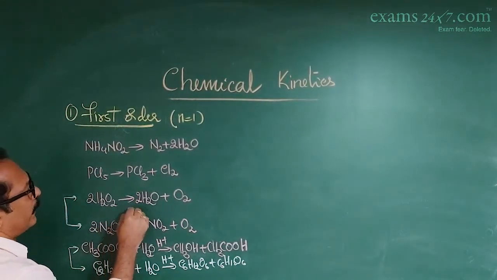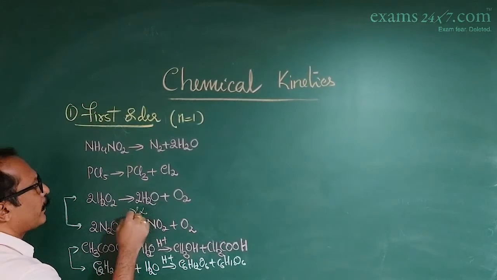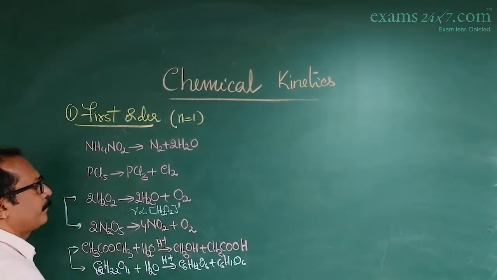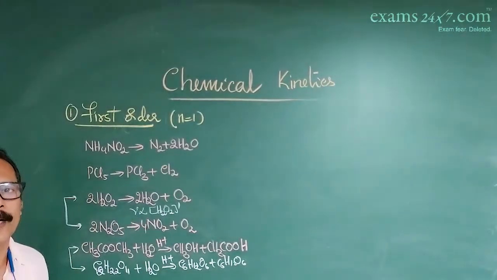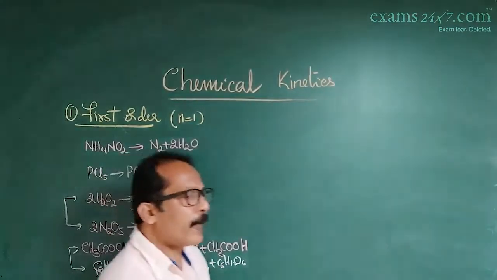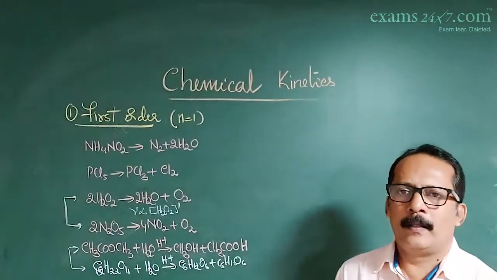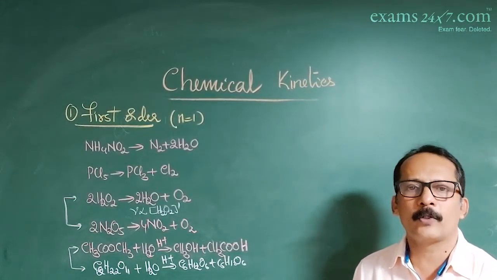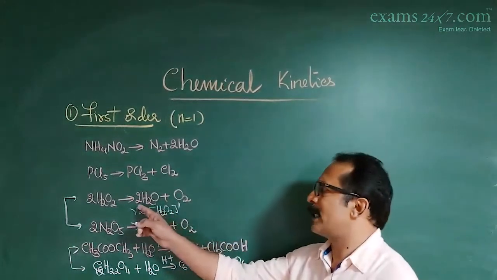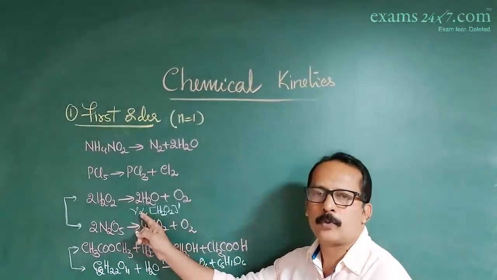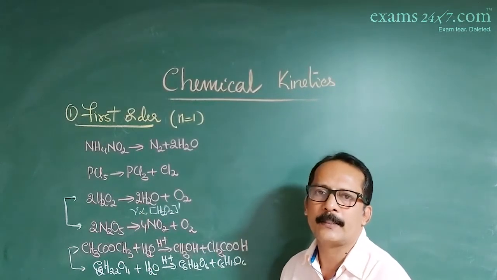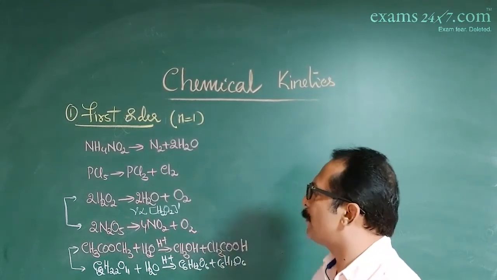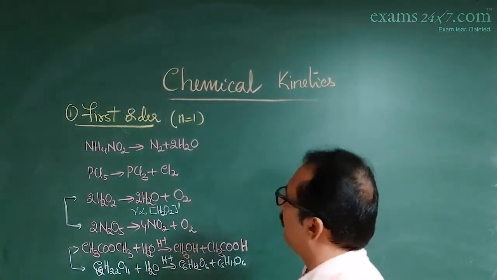Here I will write the rate law. According to the experimentally determined rate equation, the rate law is this. Therefore, the order of the reaction is 1. In complex reactions, the rate of the reaction depends on the slow step. Since in the slow step there is only 1 mole of H2O2, the order of the reaction is 1. So this is about the first order reaction.